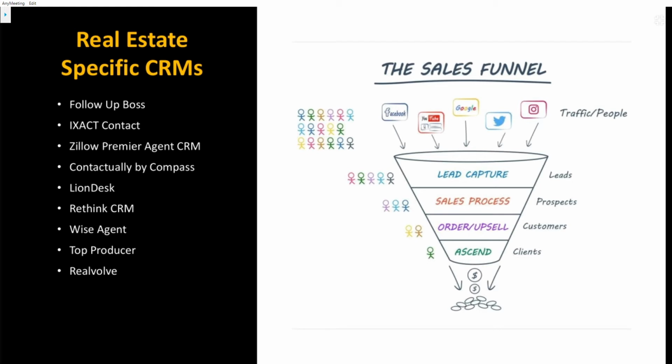All of us in real estate, if you've been in the business for any length of time at all, Top Producer was the first contact management system out there. I used to be a certified trainer with them many, many years ago. But anyways, the product Top Producer has become somewhat old, it's not as updated and modern as some of the others are.